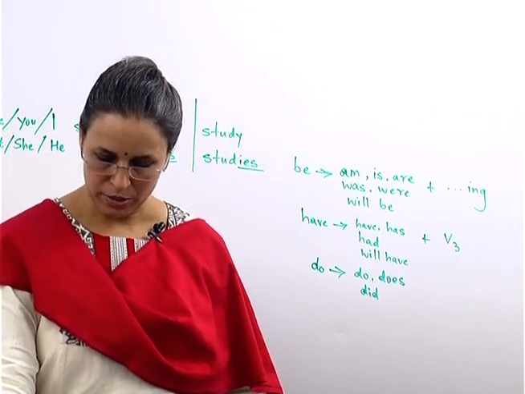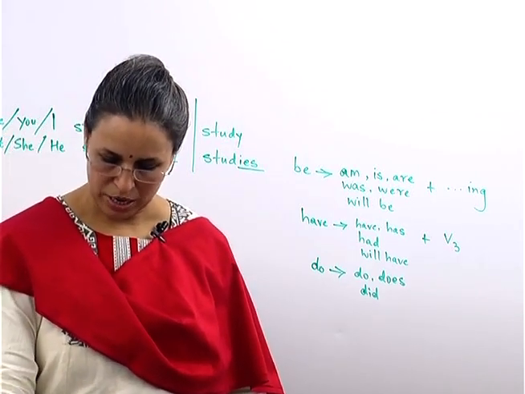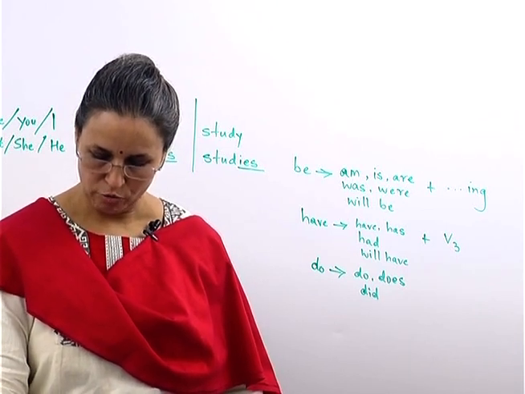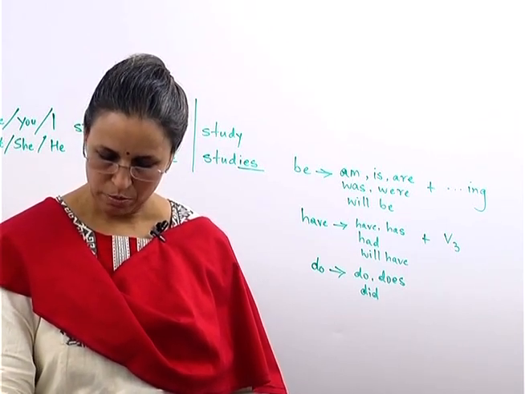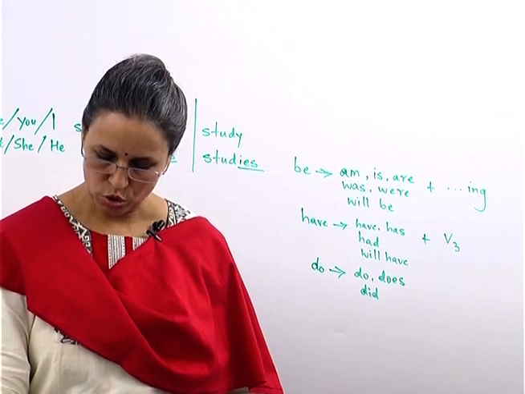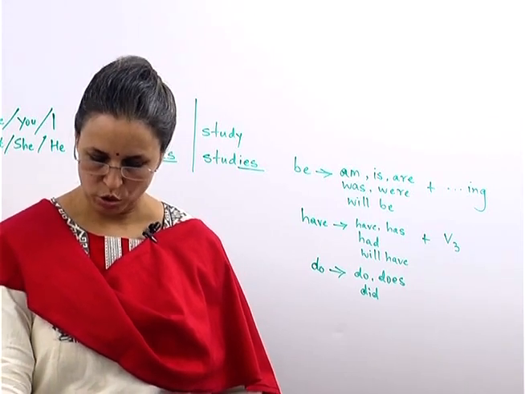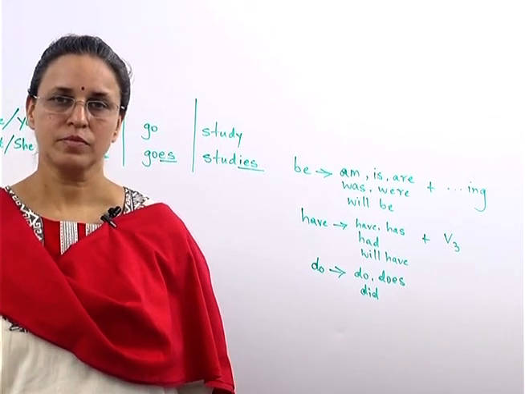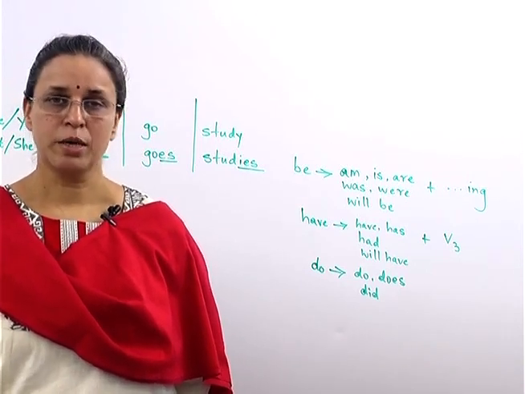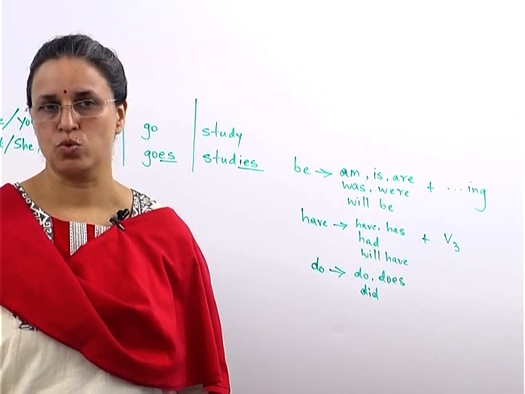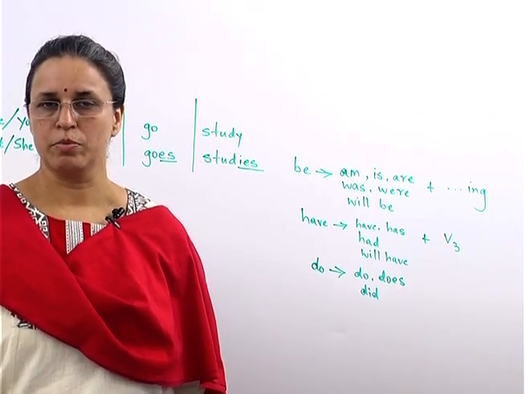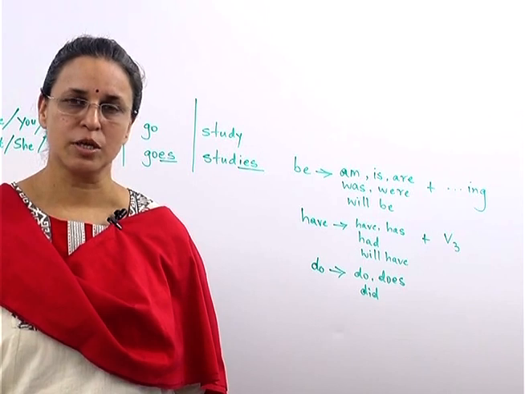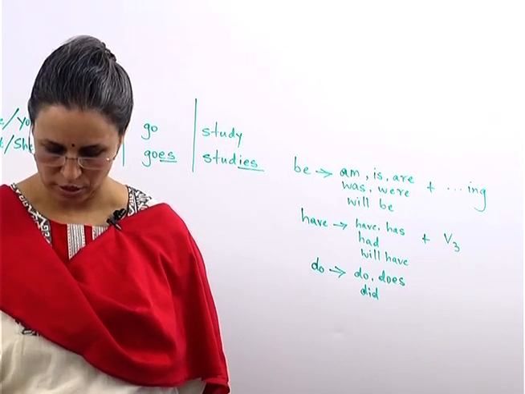There are other verbs like can, could, may, might, shall, would, should, must, ought to, used to. These are also used as modal auxiliary. Example, I can swim. What does can show? That means I have the ability to swim. I am able to swim. I can understand English. That means I am able to understand English.